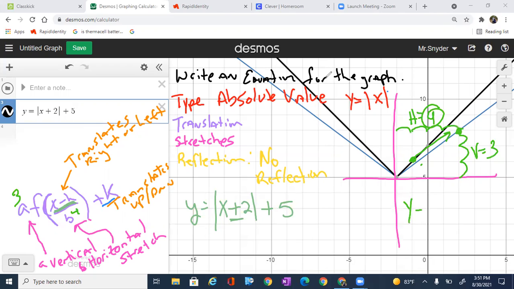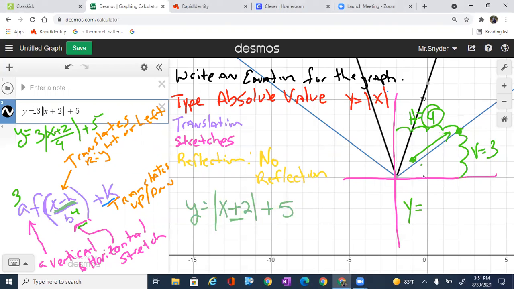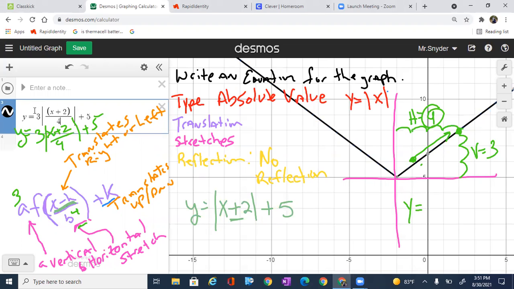So in other words, I'm just going to write it here: y equals 3, our vertical, times the absolute value of x plus 2 over the horizontal, which is 4, plus 5. So let's go ahead and check if that works. I'm going to put a 3 in the front. That stretches it a ton. And let's see what that 4 does, divided by 4, and plus 5. You'll notice automatically that the black graph now overlaps the original graph we had.